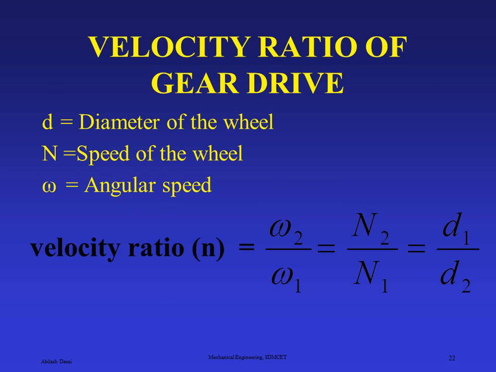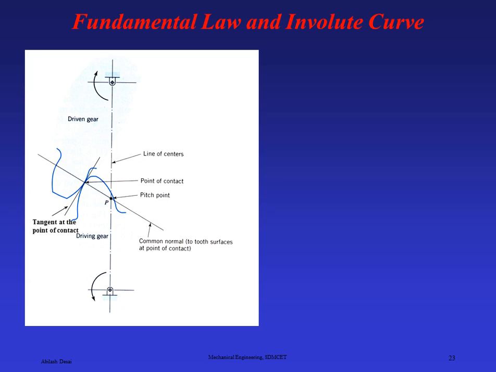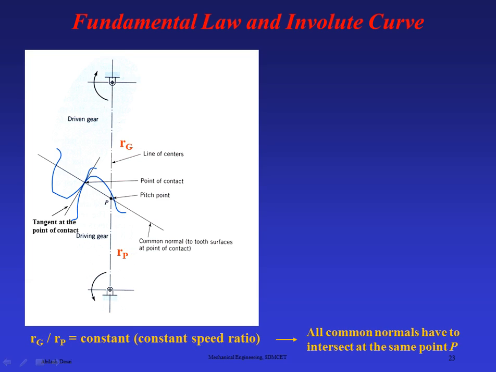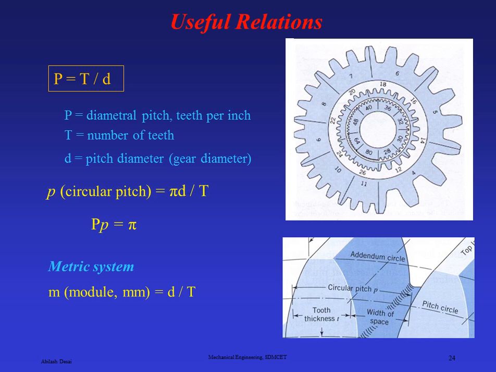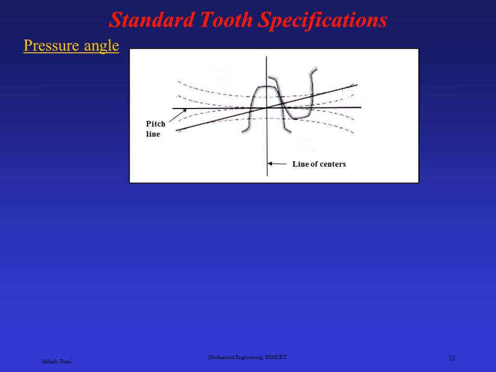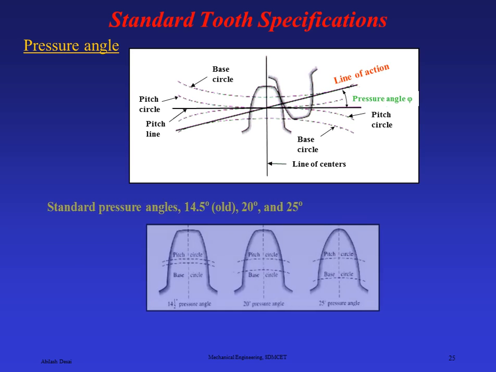And how to calculate the velocity ratio? You know that velocity ratio is nothing but the ratio of the speeds. So omega 2 by omega 1, or n2 by n1, or d1 by d2, is the same thing we will be getting for the velocity ratio. The fundamental law of gearing can be seen here, but we will be discussing that later, so we don't have to discuss much now.